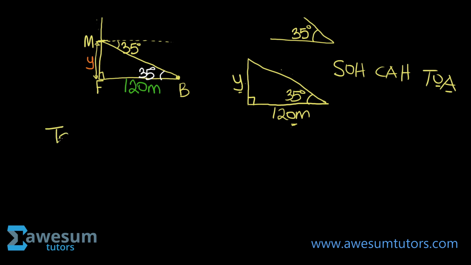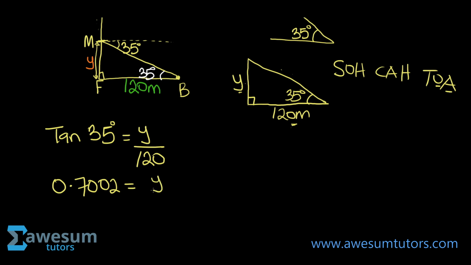Then I can say tan 35 degrees equals, so tan is opposite over adjacent. What is my opposite? y. Over adjacent is 120. Okay, now what is tan 35 degrees? If you use your calculator, tan 35 is 0.7002 equals y over 120.